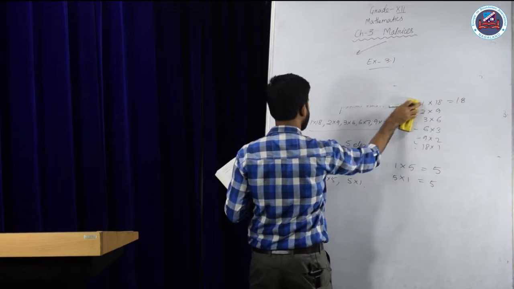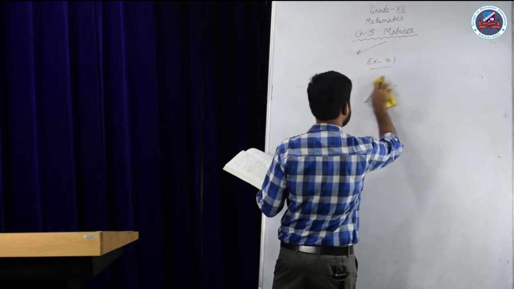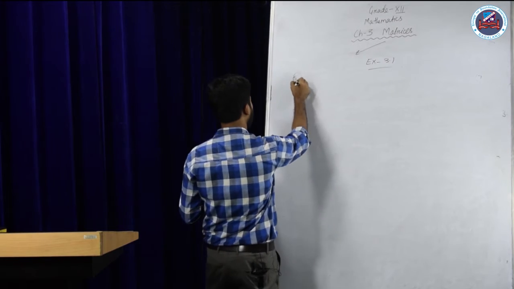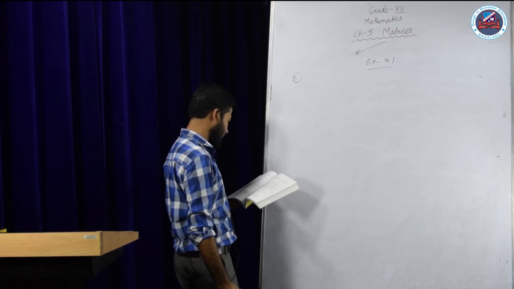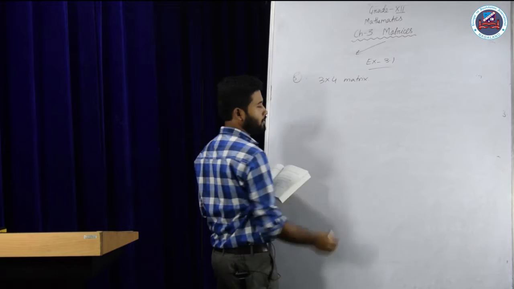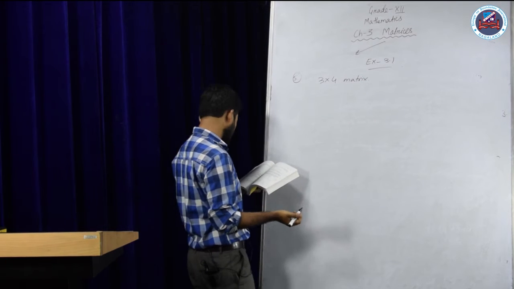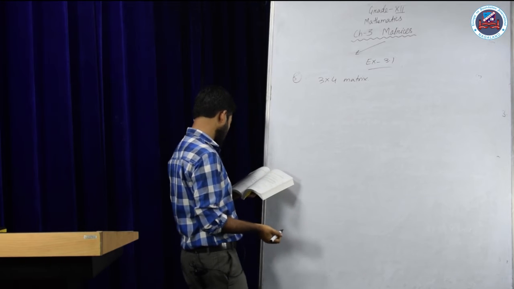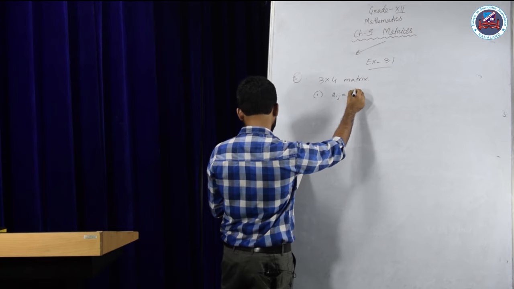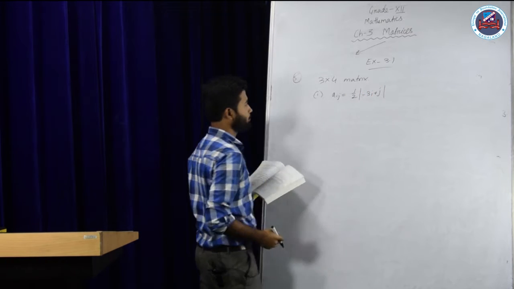Next, let us see question number 5. A bit lengthy. Here they have asked to construct a 3 cross 4 matrix. We need to construct a 3 cross 4 matrix whose elements are given by, let me do question number 1. Here the elements are given by Aij is equal to 1 by 2 modulus of minus 3i plus j. Okay.